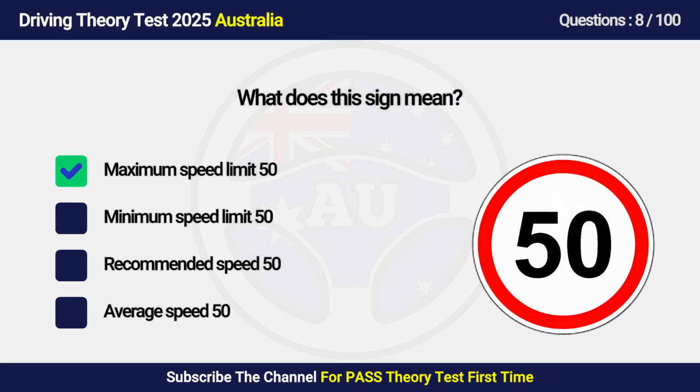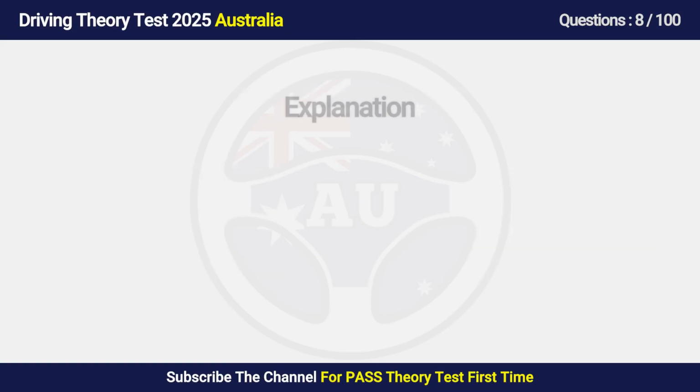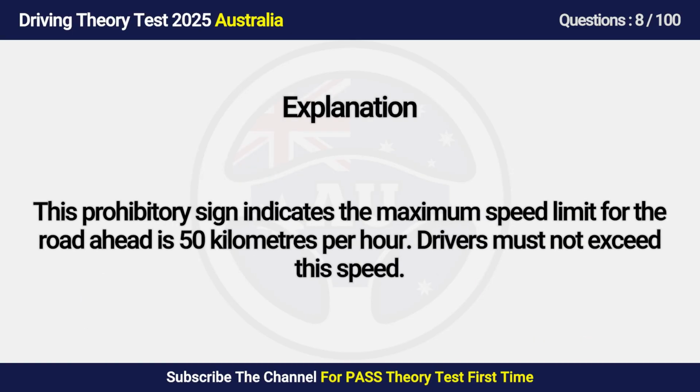Answer is A. Maximum speed limit 50. This prohibitory sign indicates the maximum speed limit for the road ahead is 50 km per hour. Drivers must not exceed this speed.